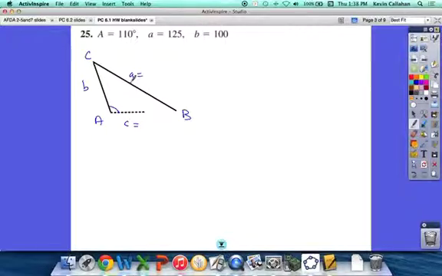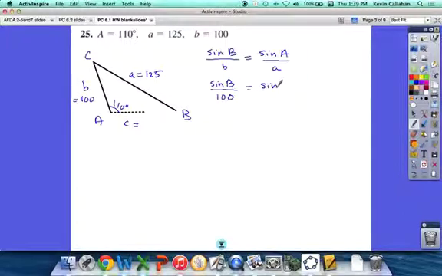Now, the angle that we've been given is obtuse. It's 110 degrees. And we didn't do much with this in class, honestly, because it's pretty basic. We still, as always, when you know side-side-angle, the way you're going to work that out is you're going to say it'll be sine of B over B equals the sine of A over A. Let me label this as 125. This one is 100. This one is 110. So the sine of B over 100 equals the sine of 110 over 125.